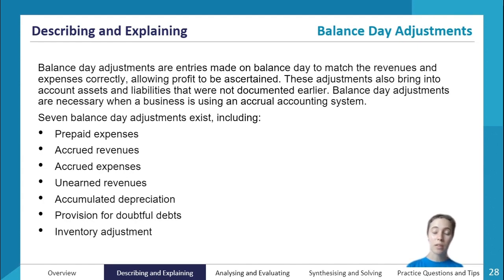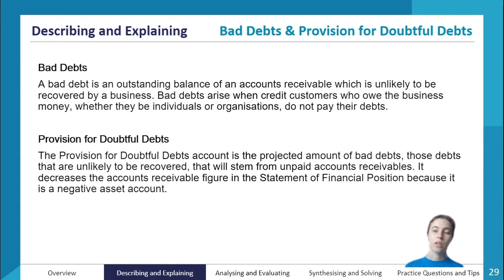So the 7 balance day adjustments that you'll need to be familiar with are prepaid expenses, accrued revenues, accrued expenses, unearned revenues, accumulated depreciation, provision for doubtful debts, and inventory adjustment. So let's go through some of these in more depth.